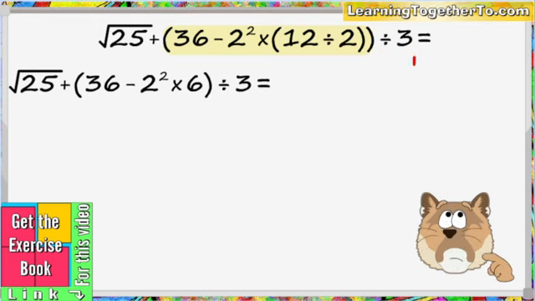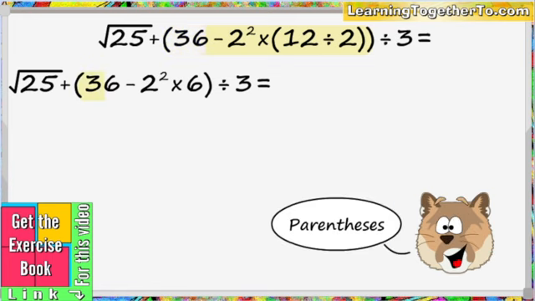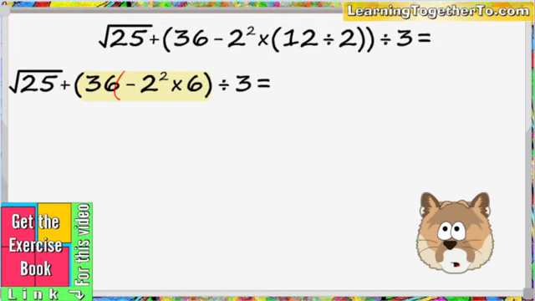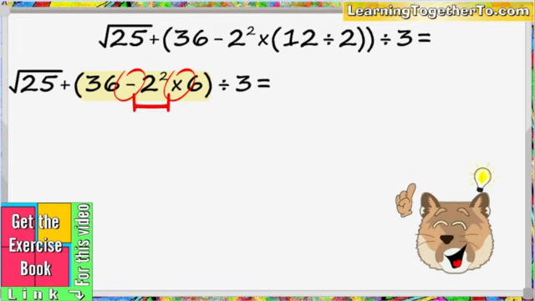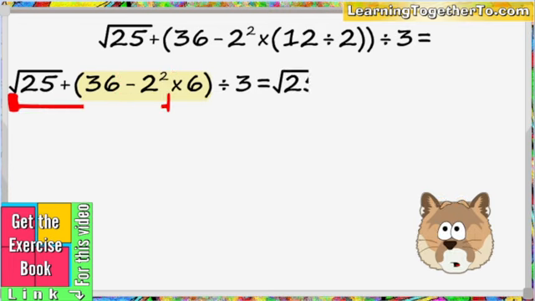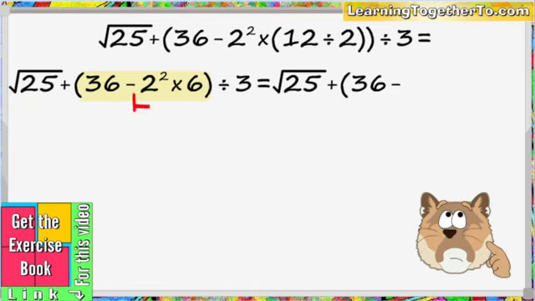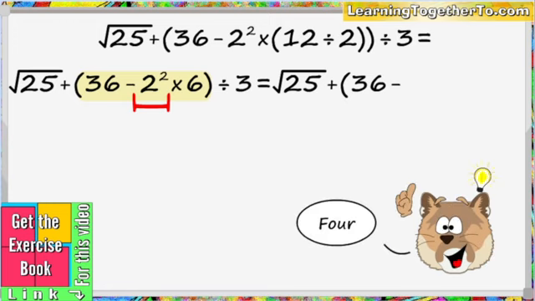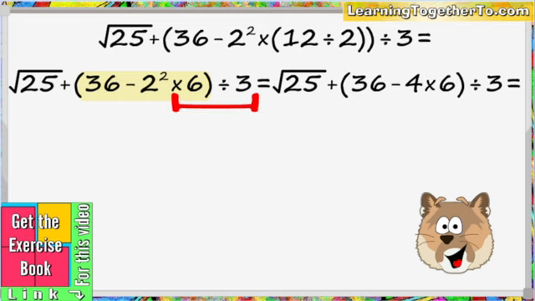Peter, we continue working with the parentheses. That's right, Peter. Peter, we can either subtract, square the 2, or multiply. Which should we do first? Square the 2. Very good, Peter. Let's write everything as it is until we reach 2 squared. Peter, 2 squared is equal to 4. Nicely done, Peter. Let's complete the statement.